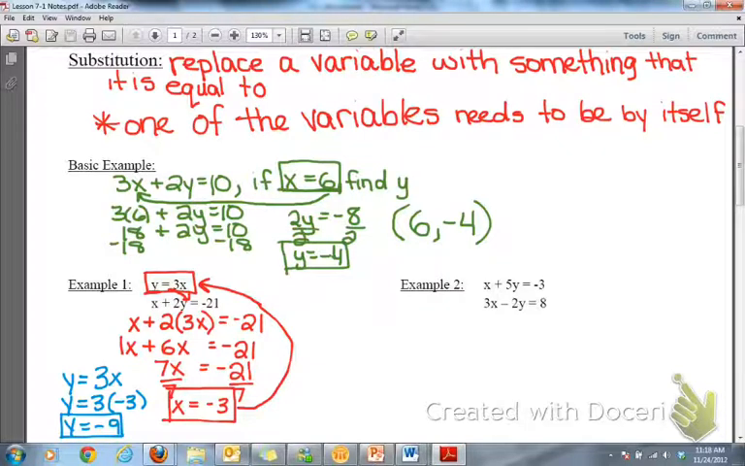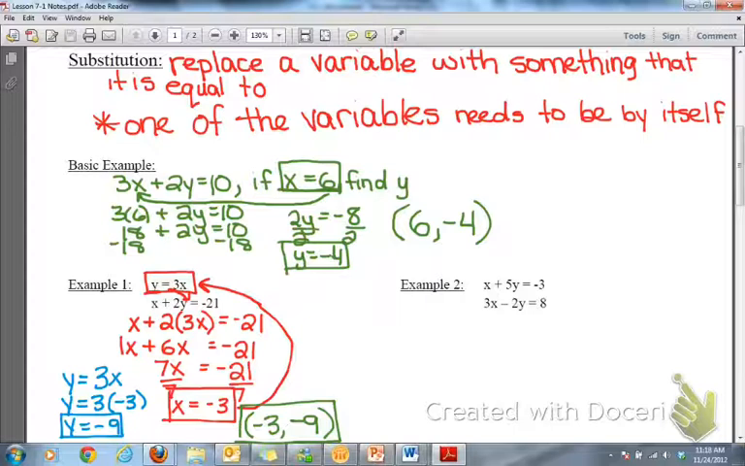So now I know what both x and y are equal to. And now I just finish the problem by writing my answer as an ordered pair. The x was negative 3, and the y was negative 9. And so that ordered pair is really my final answer. I just put boxes around the x and the y as I found them. Okay, so that's substitution. We knew what y was equal to. y equaled 3x. So I put 3x in for y in the second equation.